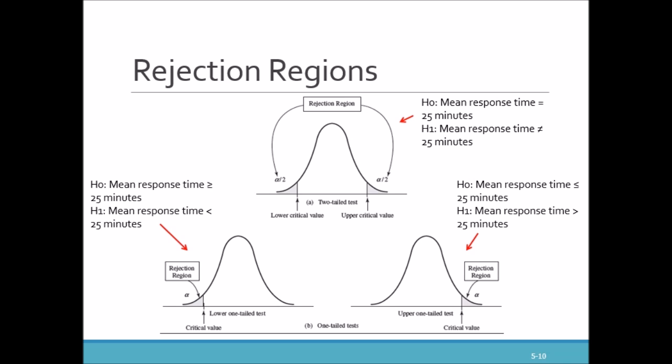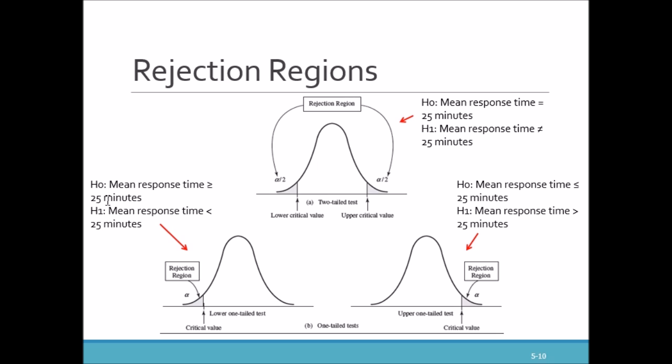So we have a normal distribution, as you see, and on a two-tailed test, we have two rejection regions. So we divide our alpha, our level of significance, in half. If we have an alpha of 0.05, we have an alpha of 0.025 on one side of the distribution and an alpha of 0.025 on the right side of the distribution. We can do the same thing if we have a one-tailed test, and that puts all of our alpha on one side of the distribution or the other side of the distribution.